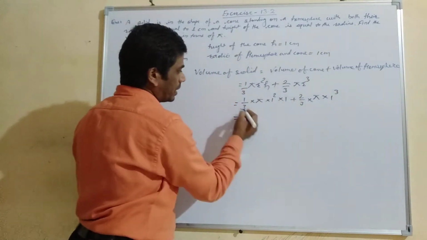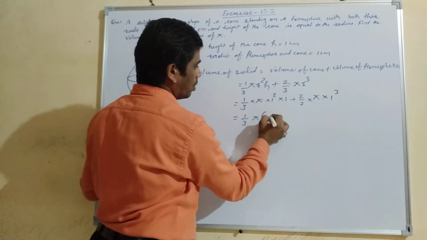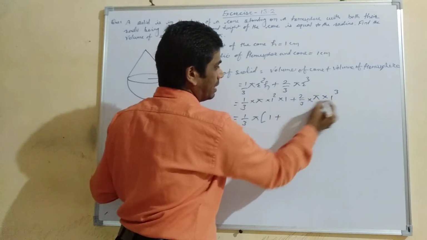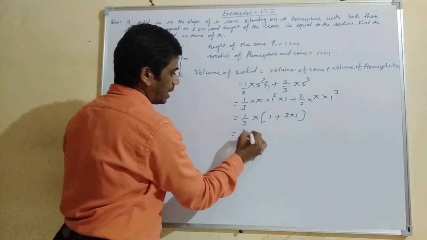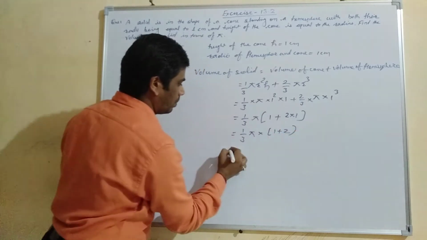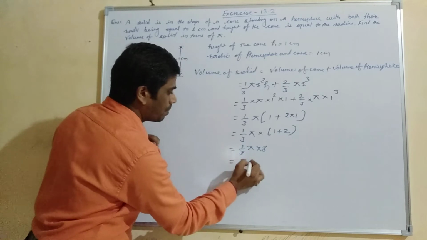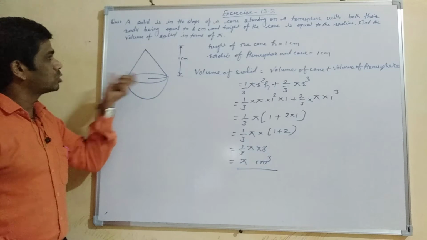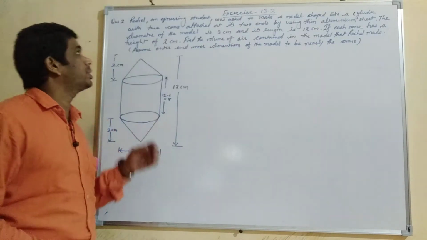So we will take the common 1/3 pi, so we will get from here 1 square means 1, and here 2 into 1, which means 1/3 pi into 1 plus 2, which will be 1/3 pi into 3. So 3 will be cancelled, means pi cubic centimeter will be the volume of the solid so formed. Okay, next question we will see. Let us see the second question.